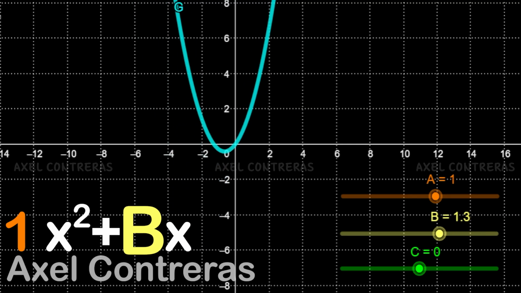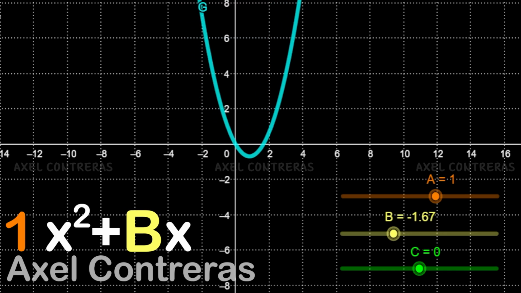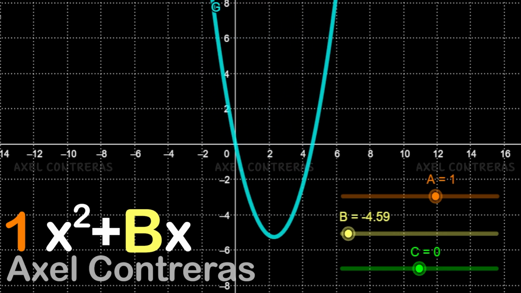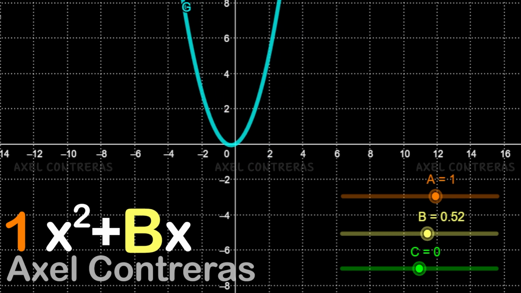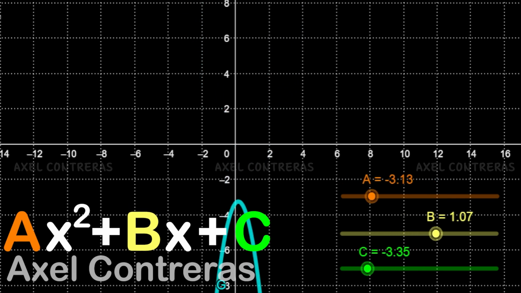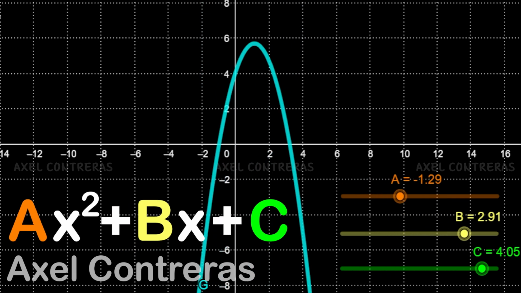a decides whether the parabola opens up or down. b affects the tilt and position. c is the point where the curve touches the y-axis. Together, these values define the shape and position of the curve. But the quadratic function is not just theory, it's all around you.